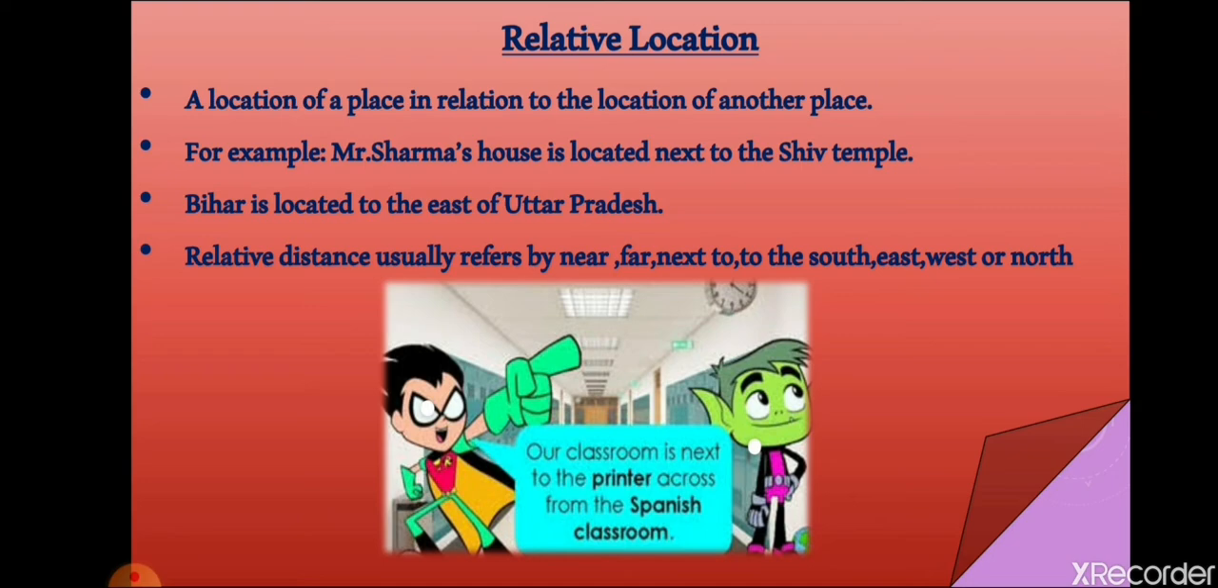Like Bihar is located to the east of Uttar Pradesh. For telling the relative location, we use words like near, far, next to, to the south of, to the east of, to the north of, to the west of. Relative location means the location of a place in relation to the location of another place. Like my house is located next to the temple, or next to this shop. All these are examples of relative location.